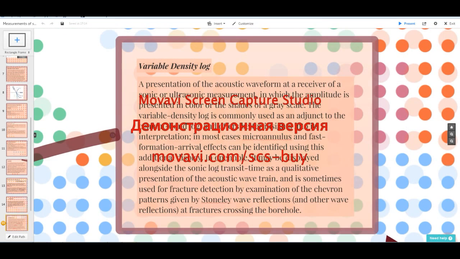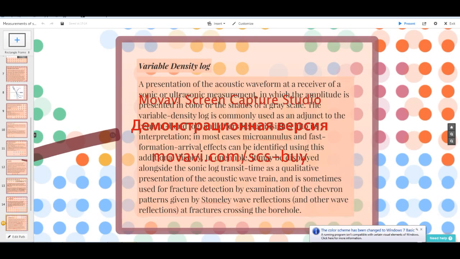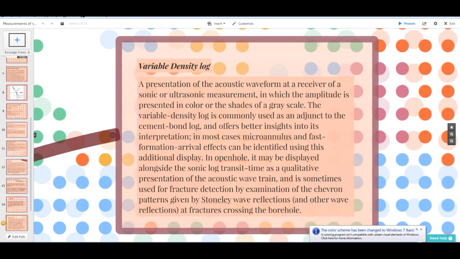Variable density log. A presentation of the acoustic waveform at a receiver of a sonic or ultrasonic measurement in which the amplitude is presented in color or the shades of a gray scale. The variable density log is commonly used as an adjunct to the cement bond log and offers better insights into its interpretation. In most cases, microannulus and fast formation arrival effects can be identified using this additional display.